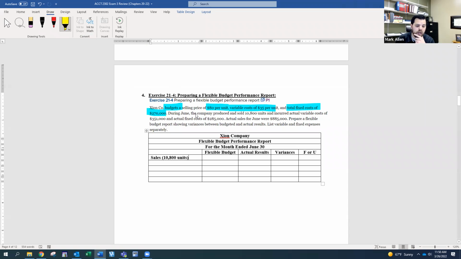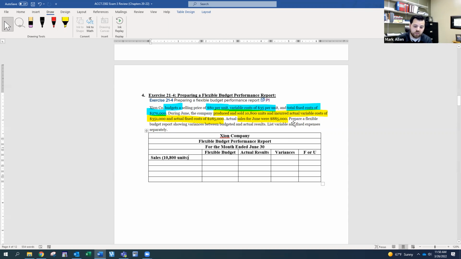During June, the company actually produced and sold 10,800 units and incurred actual variable costs of $351 and actual fixed costs of $285. Actual sales for June were $885. So we've got all of our information. We got it nice and color coded so we can keep up with it: the budgeted stuff's in blue, the actual stuff's in yellow. Prepare a flexible budget report showing variances between budget and actual.